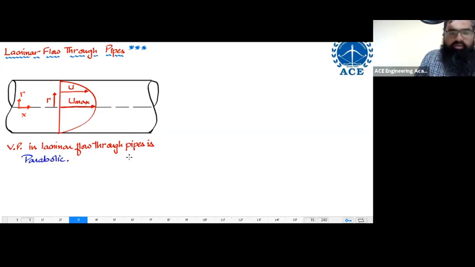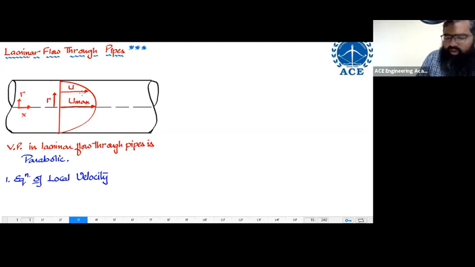The velocity profile is going to be parabolic. Now, what is the equation of velocity? The first thing we are going to see is the equation of local velocity. Please understand this.